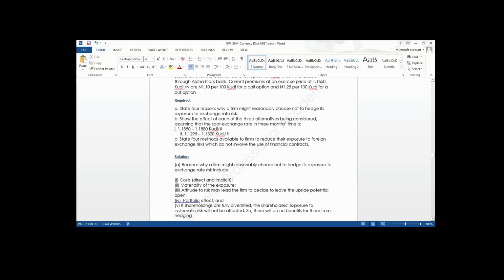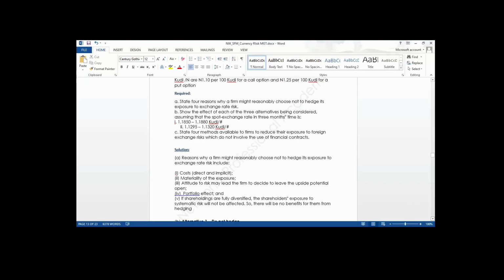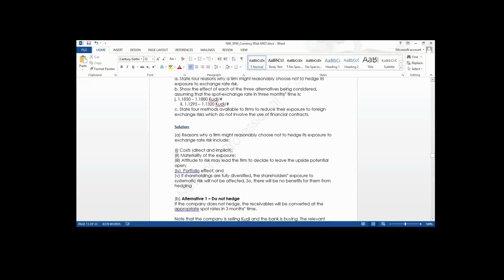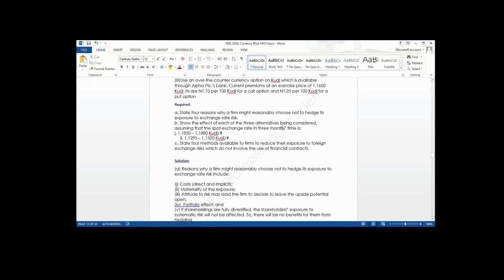Hedging provides no benefit to the company. So please note this for the next question, the B part of this question. Each of the 3 alternatives being considered. What are these alternatives? Do nothing, use forward contracts, then number 3, use over-the-counter hedging.